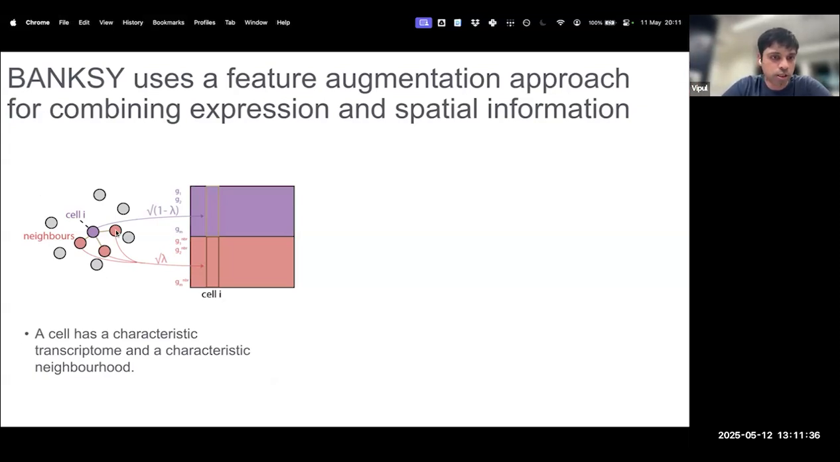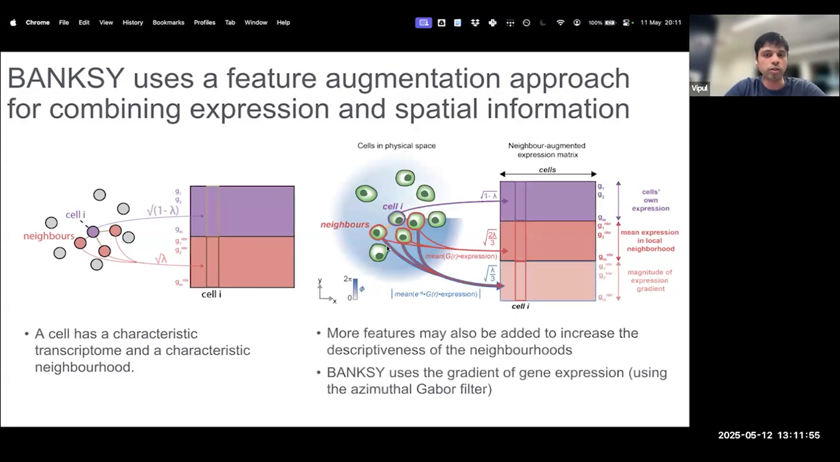And one way to do that is to just append or concatenate some proxies of the neighborhood to the features of a cell, right? So the genes are the features of a cell. You can take the average neighborhood expression of those genes, and if you have M genes, you've now got 2M features: the cell's own expression and the average neighborhood expression. You can also be a little bit fancier and say, okay, genes also have spatial gradients in each cell's neighborhood. Can we also measure those gradients and use those as features as well? So instead of M, you've got 3M features for each cell, but you're still staying within the same framework.